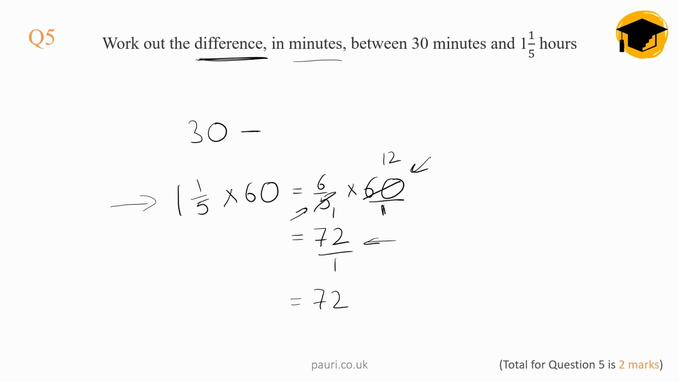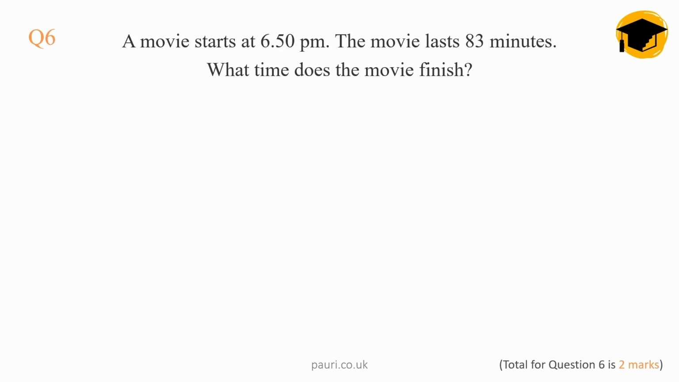Another way to think of it is if you've got 72 pieces of cake and you split it between one person, how much does each person get? That one person gets the 72 pieces of cake. 2 marks here. Next question, a movie starts at 6:50 p.m. So just be a bit careful with these sorts of questions.